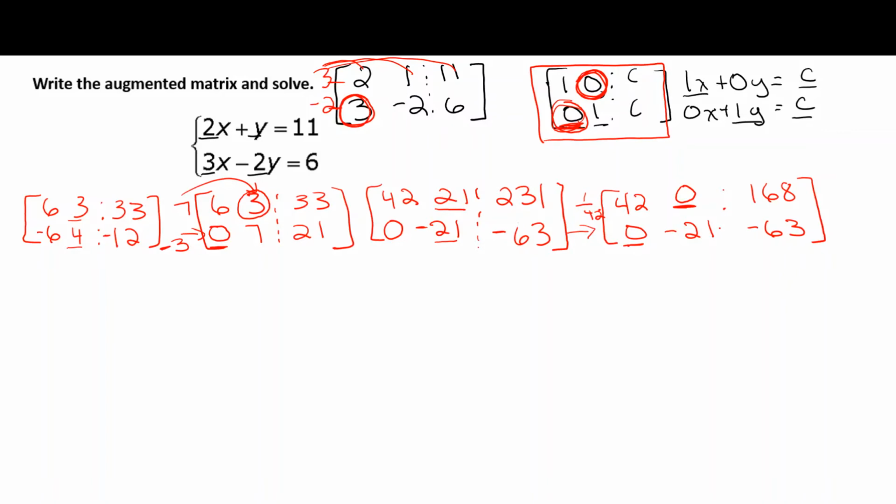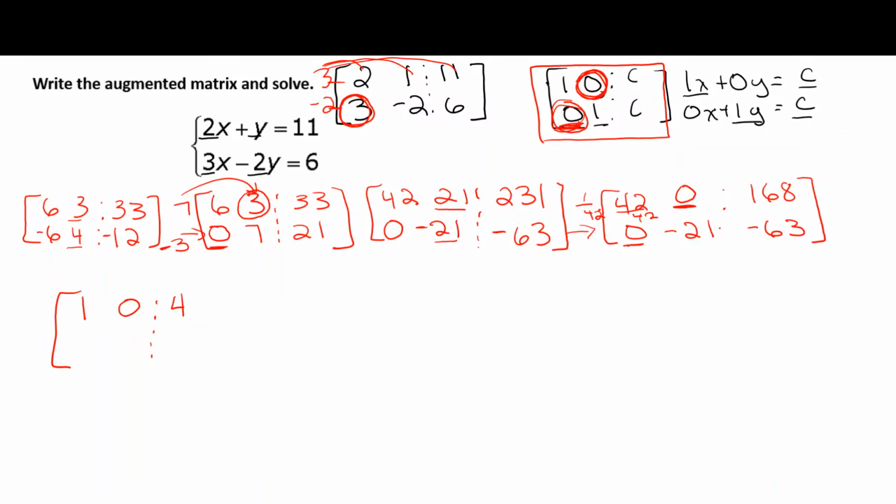So 42 divided by 42 is 1. I'm going to put it back over here again. 1 over 42 times 0 is 0. And 168 divided by 42 is 4. So I'm going to just put the 4 in here. All right. So now I'm looking pretty good. I've got my 1 and 0.